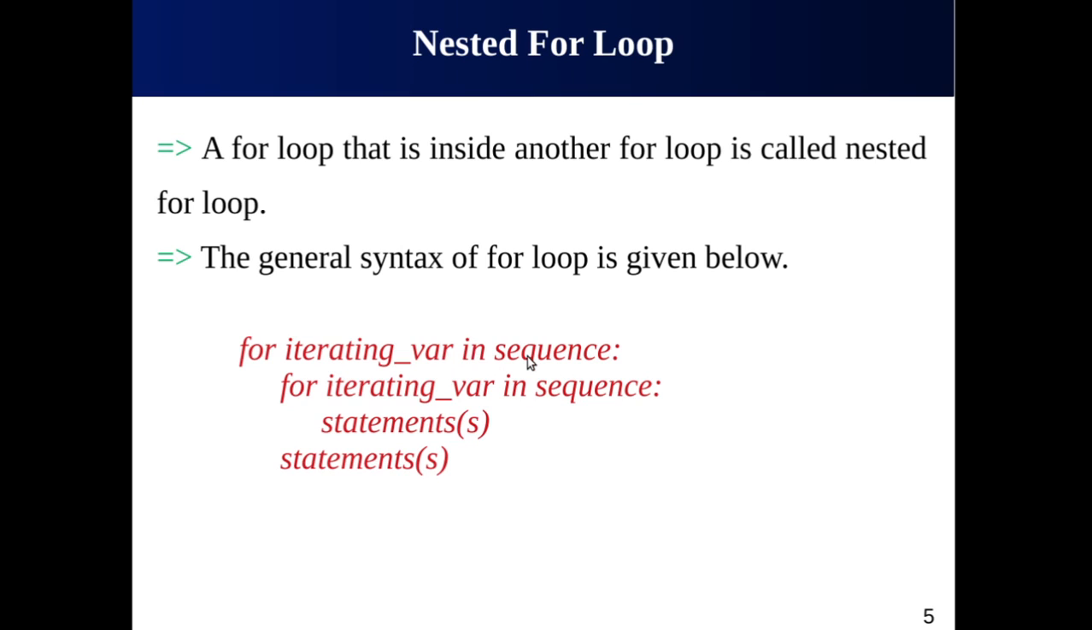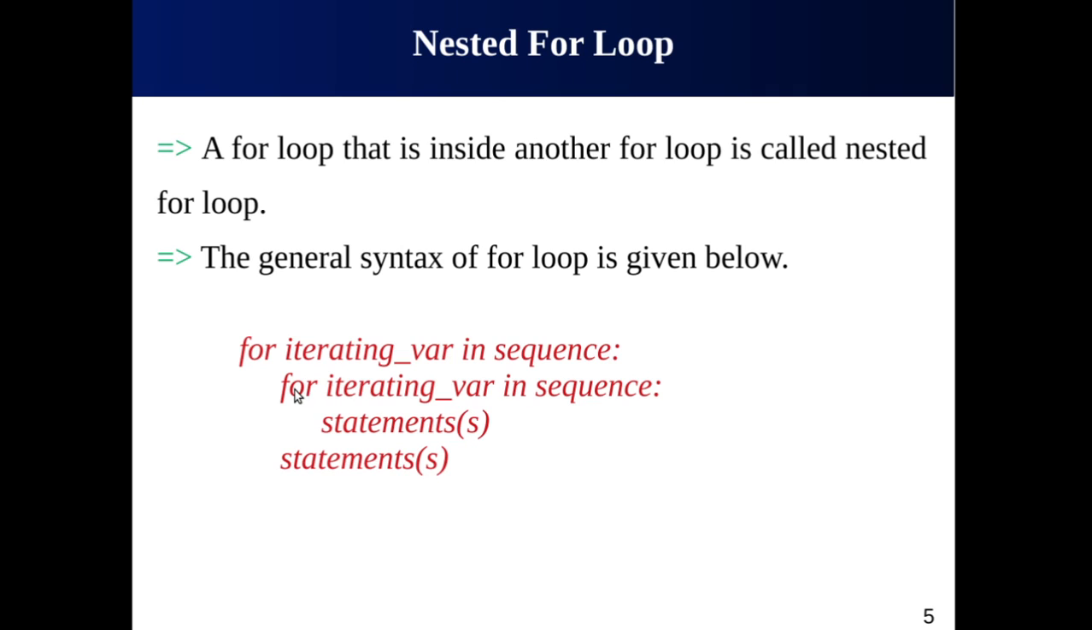In is the keyword, and in the sequence you have to mention the range, and then it is followed by a colon. So this is one loop, the outer loop. The indentation in the second line means that the second for is inside the body of the first for, and this is an example of the inner loop.